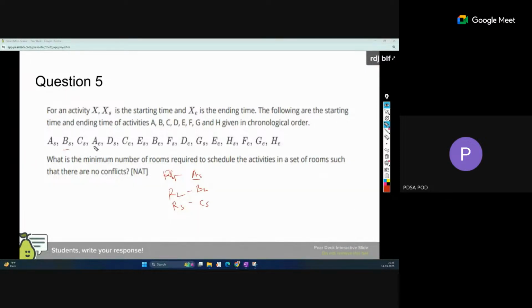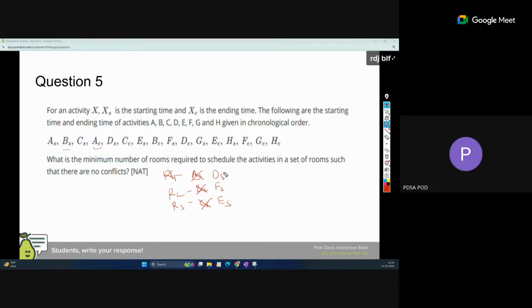But now activity A is finished, so that means it has finished at this level. So room 1 is free. Now the next activity will come in the same room R1, so this DS will be assigned. Now CE, so C is finished. Now this room is available and ES will be assigned here. Then BE, so B is finished, and FS will be assigned here.